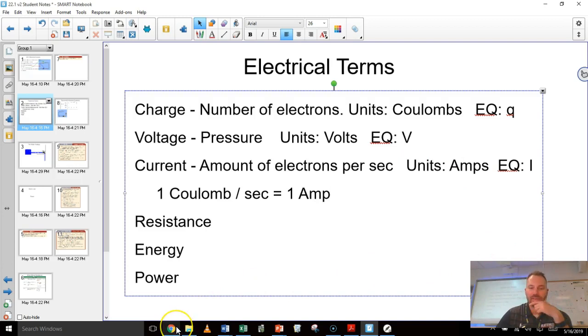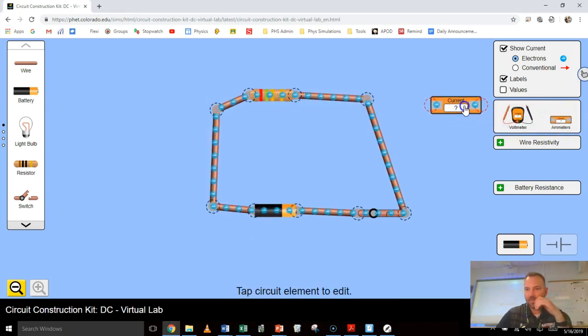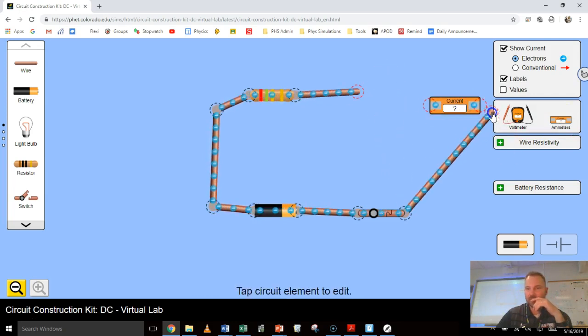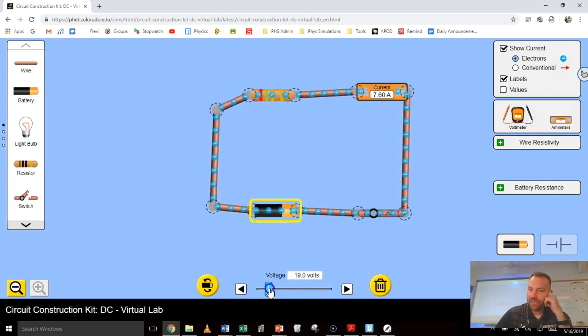So going back to my example here. So the number of electrons per second, that's current. And I can actually measure that with this guy right here. I can put this into my circuit. It measures current. So there's 3.8 amps. If I up the pressure, you'll see that my current goes up.